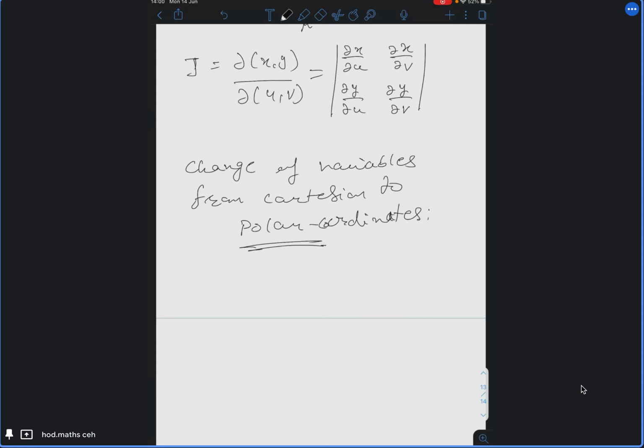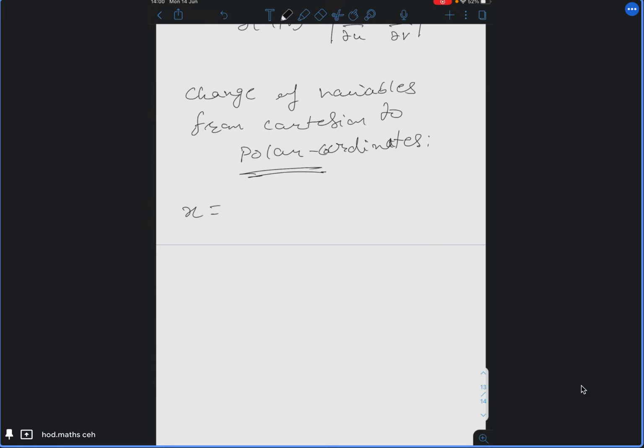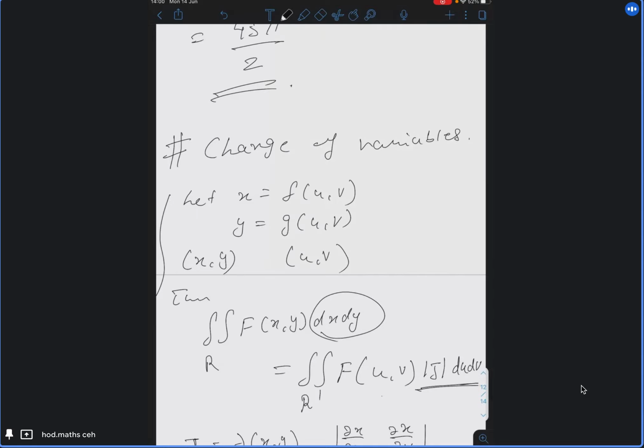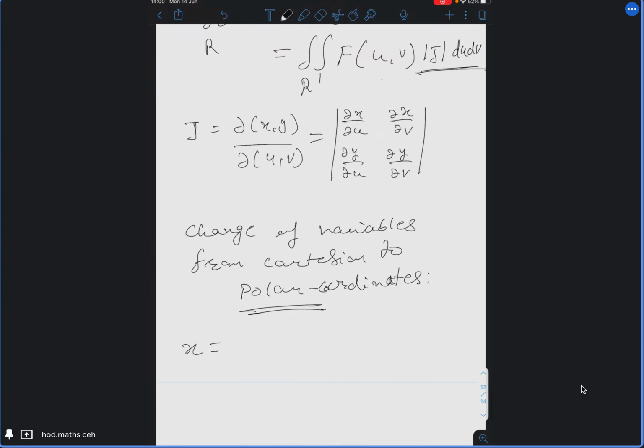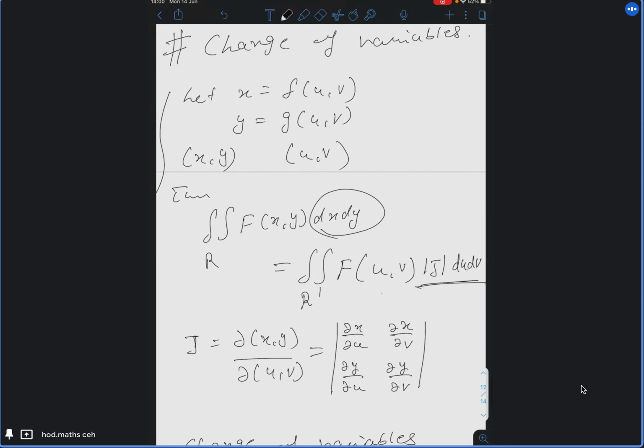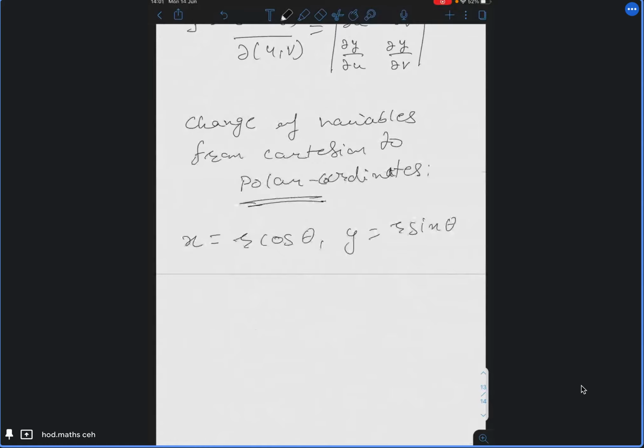Change of variables from Cartesian to polar. So here the transformation will be in terms of r and theta. Here, as I have written, x is equal to a function of u, v. So u is some r variable suppose, and v is some theta variable. That is what it means. And here that function is r cos theta. Understood now? Y is r sin theta. X is a function in terms of u and v, that means a function in terms of r and theta, and that function here is r cos theta. If you compare with the general one, y is r sin theta.